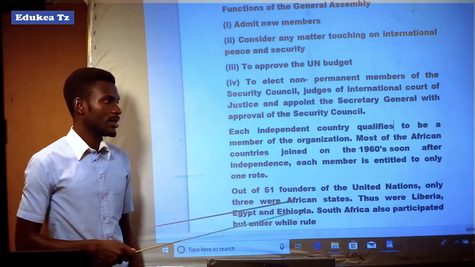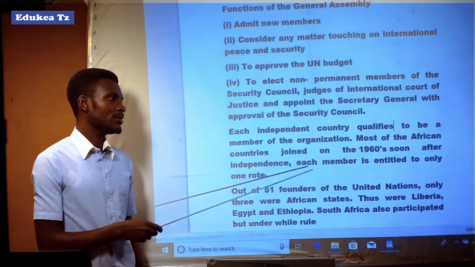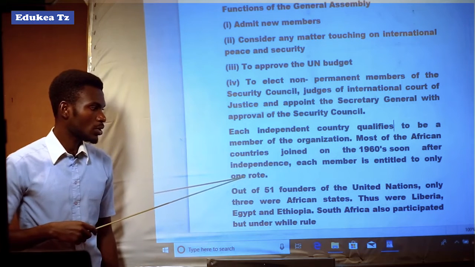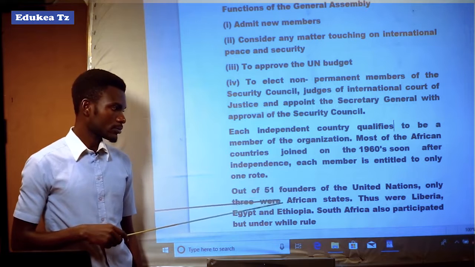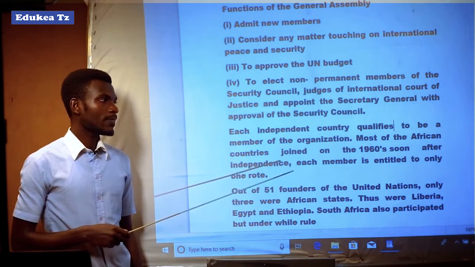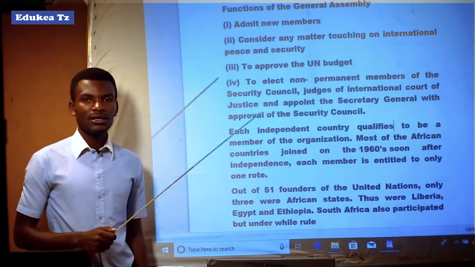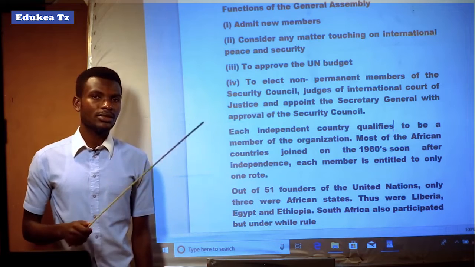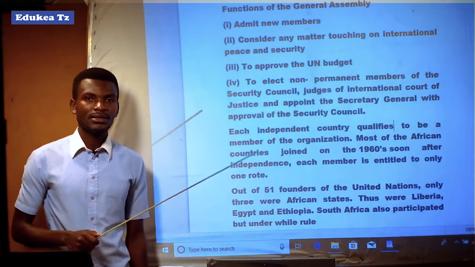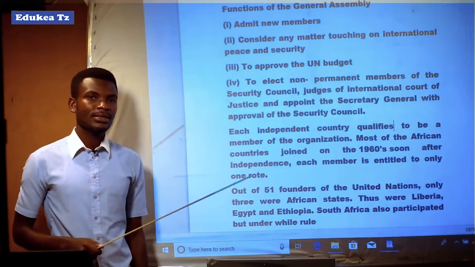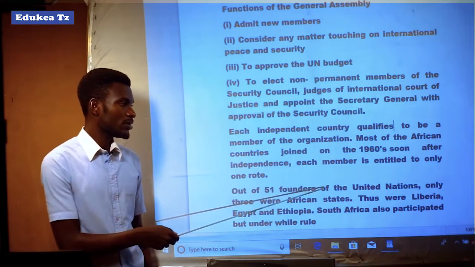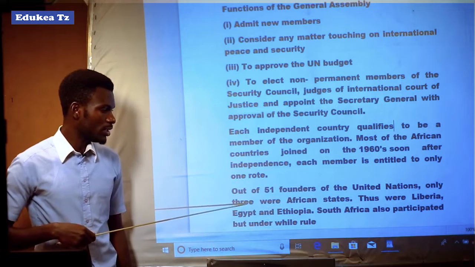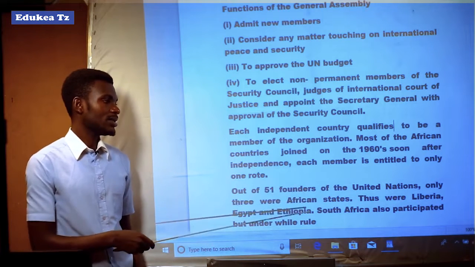Most of the African countries joined in the 1960s, soon after independence. Each member is entitled to only one vote. It means that most African countries joined the United Nations soon after independence in the 1960s. Out of 51 founders of the United Nations, only 3 were African states.